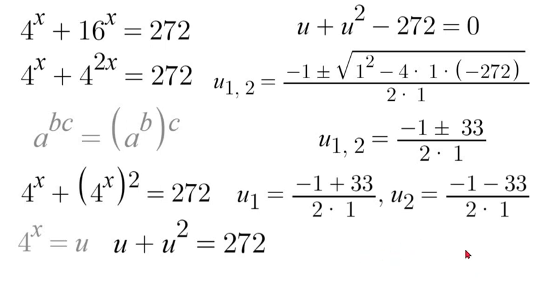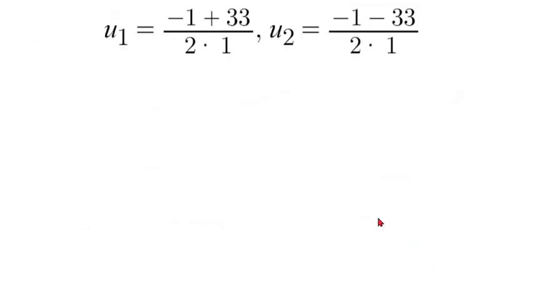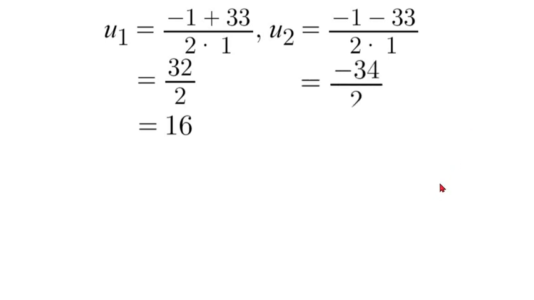So we can simplify that a little further. Let's move on to a clean slide. We can now as well reduce these. So 32 over 2 is equivalent to 16. And that solves the left one. Now the right one, we'd end up with negative 34 over 2, which would reduce down to negative 17.